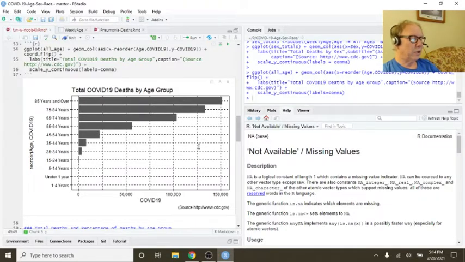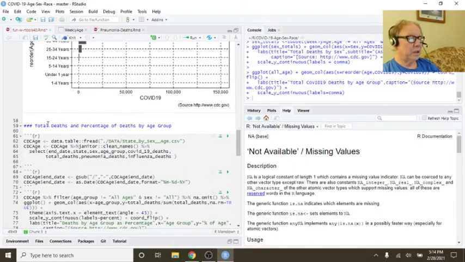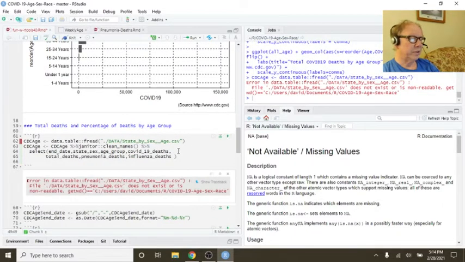75 to 84 is about 135,000 deaths. But the point is, if you come down here to the 45, 55 and below, the numbers pretty much fall off the edge of the table. Remember, these are totals as of February 20th. Okay. Now, total deaths and percentages of deaths by age group. This is the good stuff here.